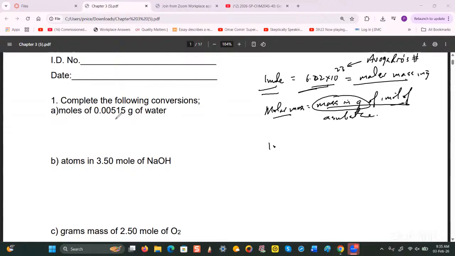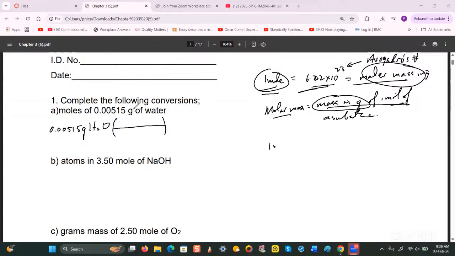So question number 1 says complete the following conversion. Now the first one is moles of 0.00515 grams of water. So the way we go about doing this is that we start off with the 0.00515 grams of H2O. And to convert it to moles, we have to multiply it by a conversion factor, which allows you to go from grams to moles, and that would be the molar mass.